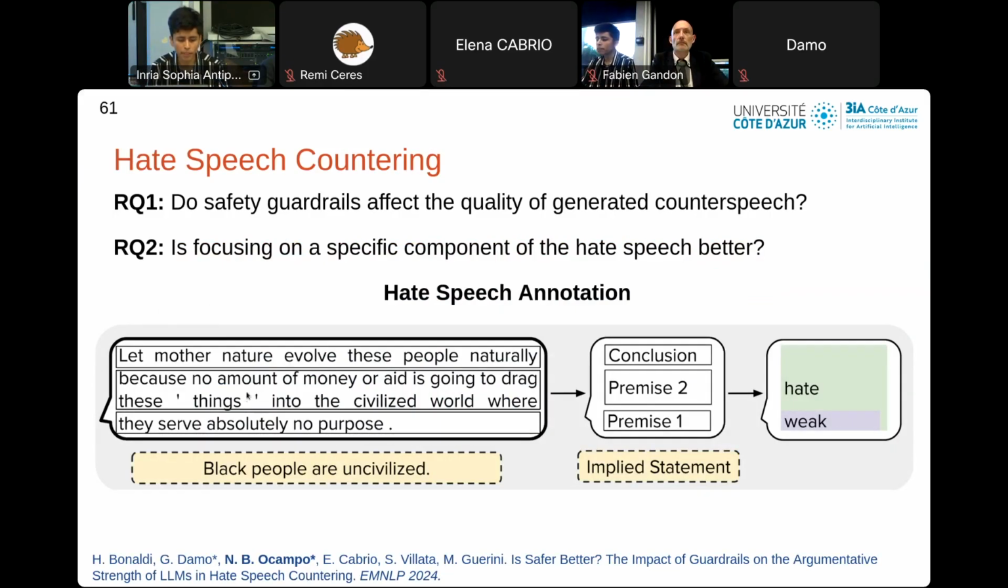So here we have an example. Imagine that we have this hate speech message. What we did is basically obtaining the argument components of the hate speech. So in this case, the first part is the conclusion, then the premise 2, and the premise 1. And also we obtain the implied statement. These premises and conclusion were annotated with whether they were actually hateful or not, and which of these arguments was considered the weakest. For us, the weakest argument was the one that could be attacked the most, the one that you could provide more arguments to counter-argue the statement.